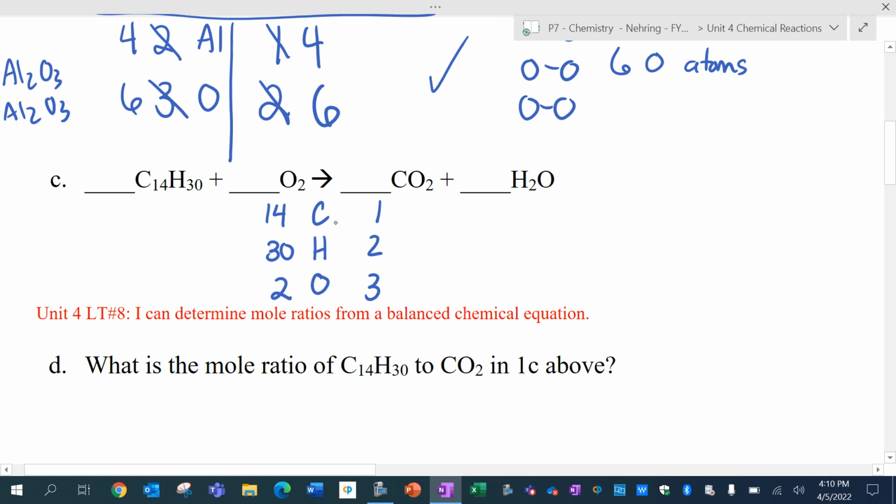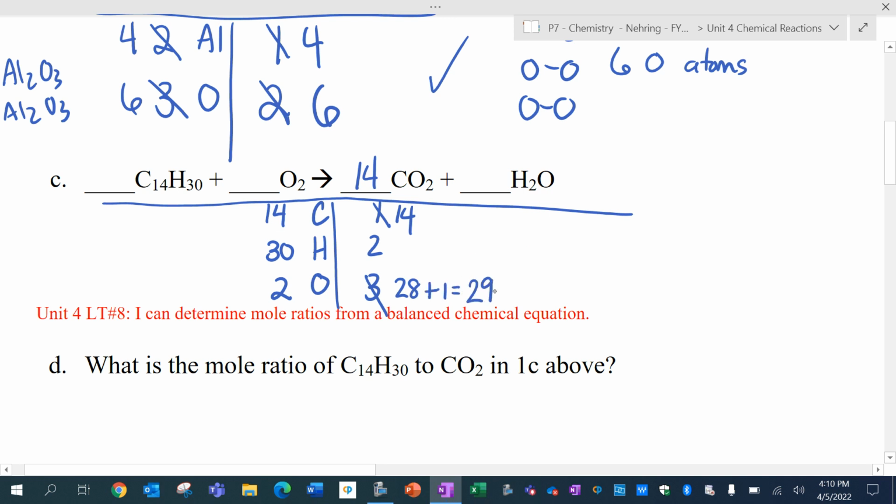All right, so there's my T-chart. And then I'm going to balance my C's first. So I'm going to put a 14 over here to give me 14 carbons. And now that's going to give me 14 times 2, so that's 28, plus 1. I have 29 oxygens on the right now.